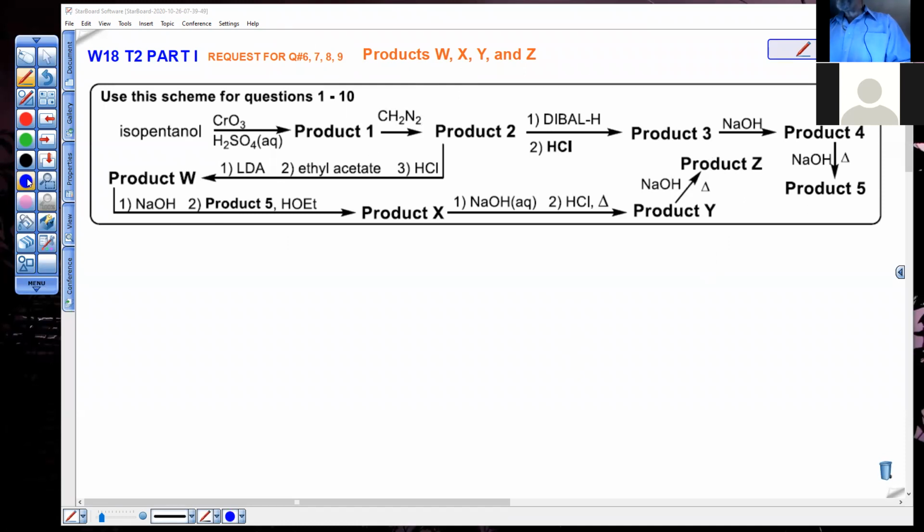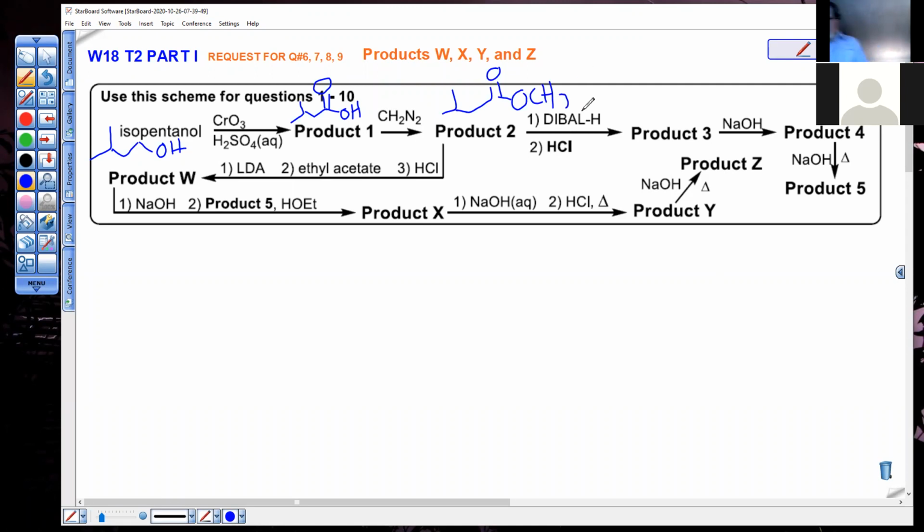Isopentanol starts off like this. 1, 2, 3, 4, 5. Product 1 will be isopentanoic acid, by chromic acid oxidation, then diazomethane esterification to make the methyl ester, and then we're in business.